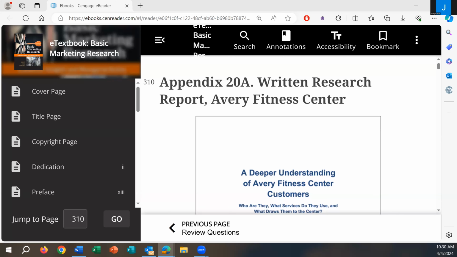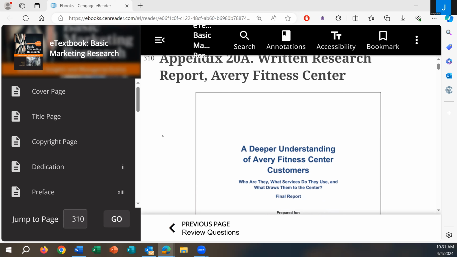Okay, so I'm just going to go over everything that's needed over the next 4 weeks. I wanted to start off kind of at the end, looking at the written research report and what's expected. There's a really good example at the end of the textbook of the Avery Fitness Center. So this is a good guide if you're looking for an example of what's expected in your final research project. I'm just going to go through this real quick so that we get a good idea.